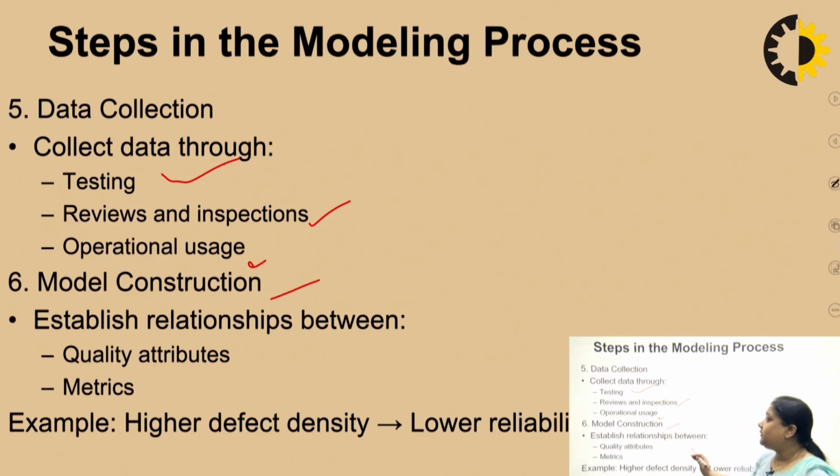Next one is the model construction. So establish relationships between quality attributes and metrics. We can construct the model by having the relationship between different types of attributes in a particular product or a software. For example, higher defect density means lower reliability. If we have a higher defect density, then we have a lower reliability.